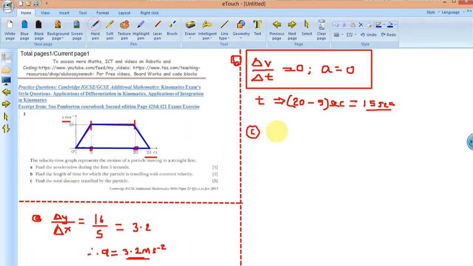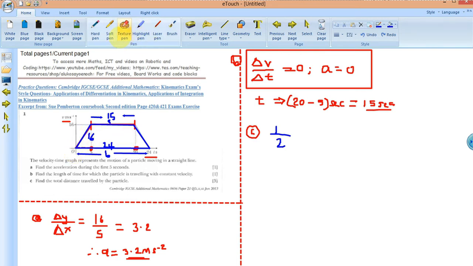So the area of a trapezium is half times the sum of the parallel sides. If this is A and this is B, that's the distance here. The total distance here is 24. The distance here is from 5 to 20, that is 15. So A is 15 and B is 24, that is 24 minus 0. A is 15, that is 20 minus 5. Then times the height. Height is 16 minus 0, so the height is 16.